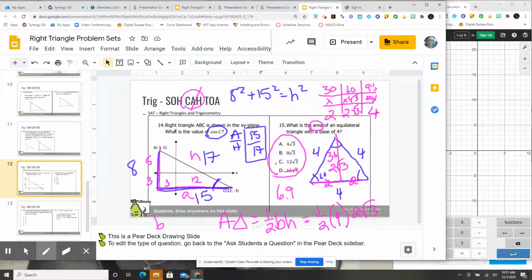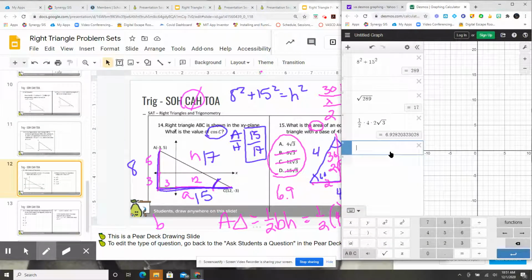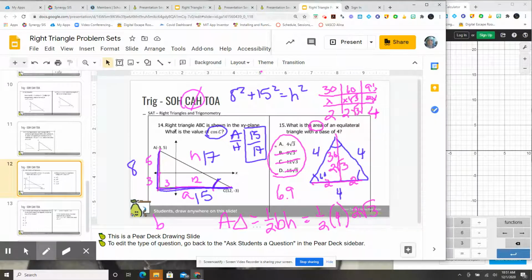It's not going to be 15. It's not going to be 12. It's probably not going to be 8. So let's check 4 root 3 and see what we got. 4 times the square root of 3. Those decimals match, so we know we've got our answer. Boom.